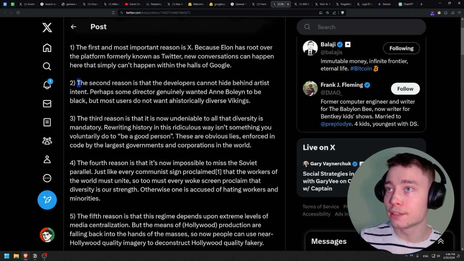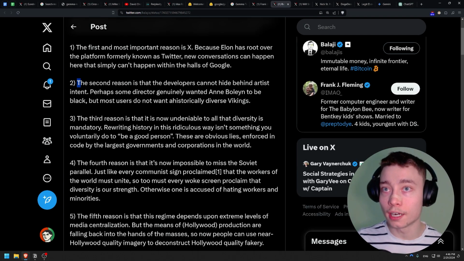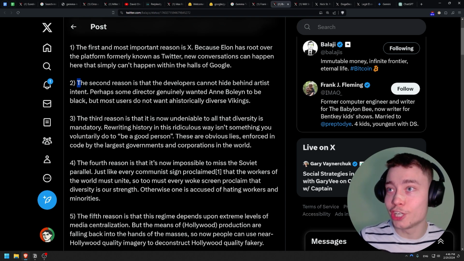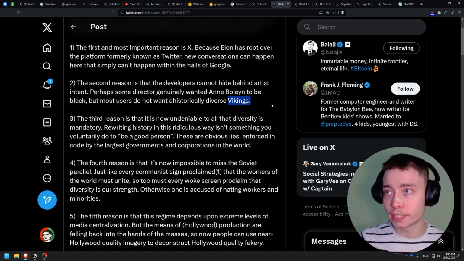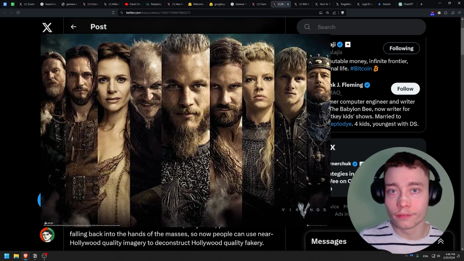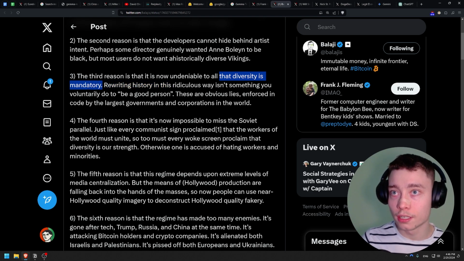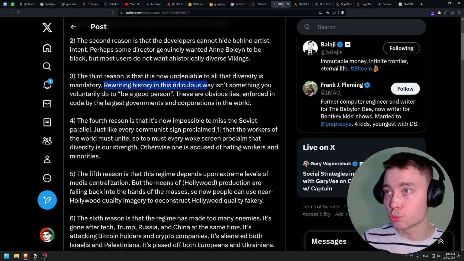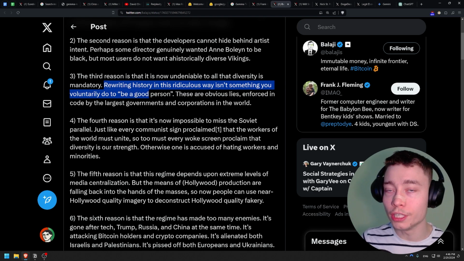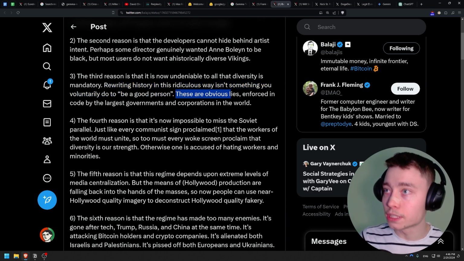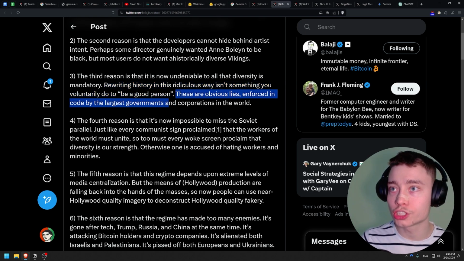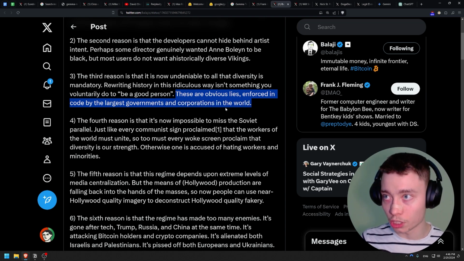The second reason is that the developers cannot hide behind artist intent. Perhaps some director genuinely wanted Anne Boleyn to be black, but most users don't want ahistorically diverse Vikings. I can confirm that as someone who watched the Vikings series. The third reason is that it is now undeniable to all that diversity is mandatory. Rewriting history in this ridiculous way isn't something you voluntarily do to be a good person. These are obvious lies, enforced in code by the largest governments and corporations around the world, Google included.